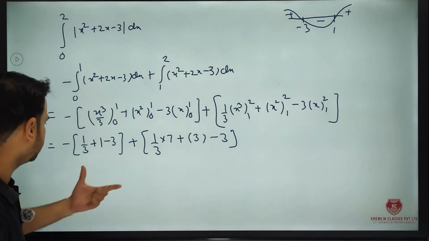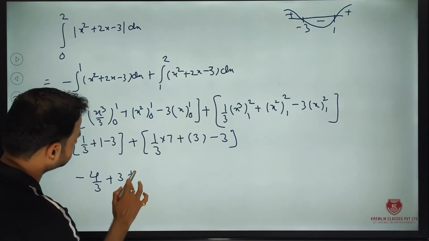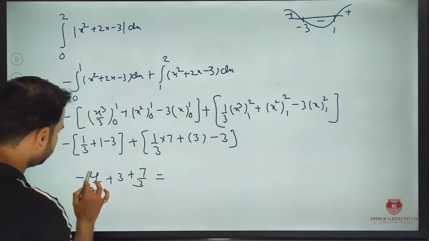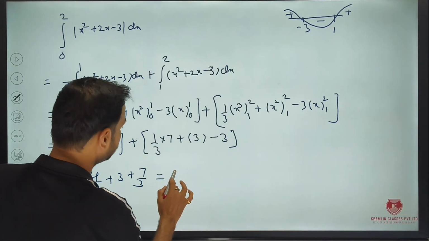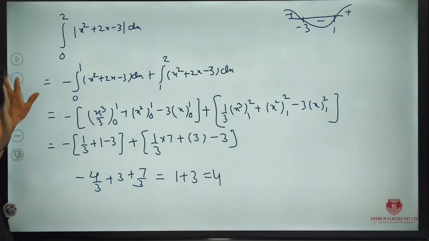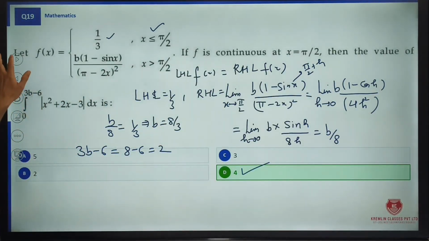Yeah, now we are calculating this. Minus 4 by 3 plus 3 plus 7 by 3. Okay, we have to write it very carefully. 7 minus 4, this is 3 by 3, 1 plus 3. So the answer is 4. This is quite right. Answer is 4.